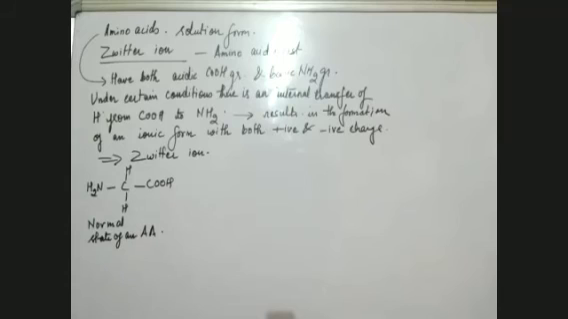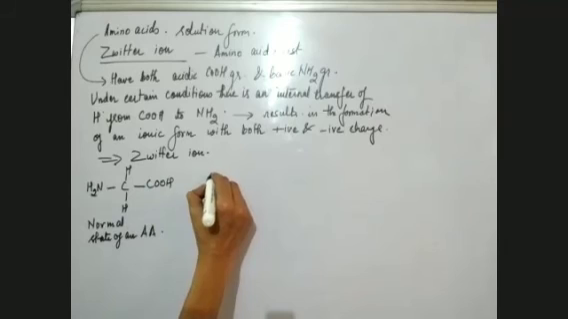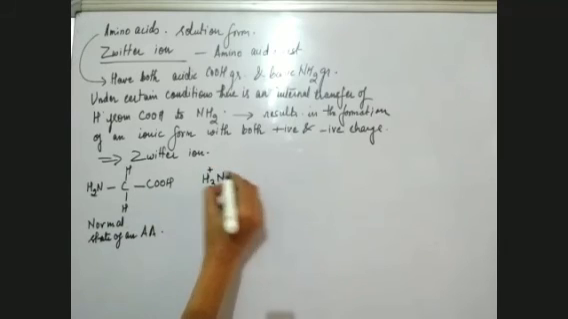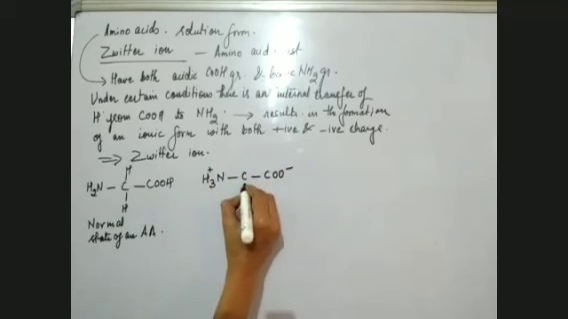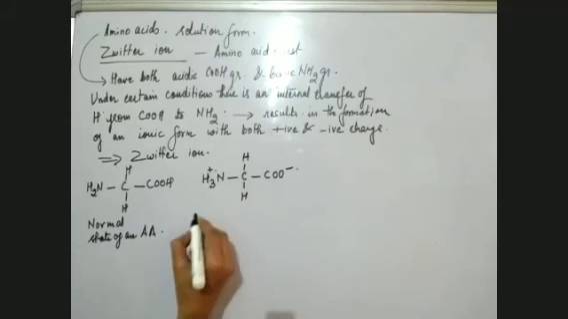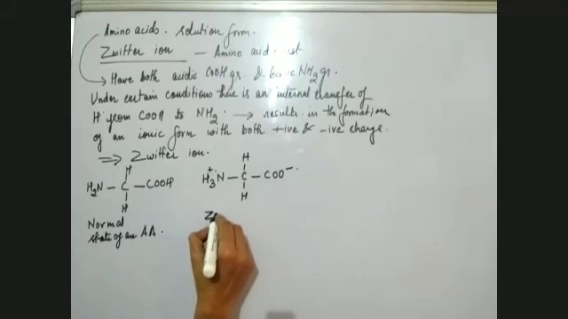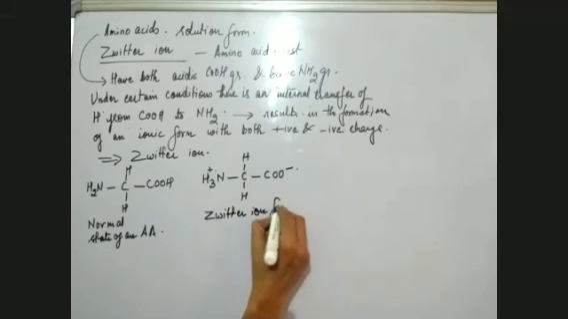Now, in the zwitterion, in the soluble form, how does it look? So it becomes H3N with a positive charge, COO with a negative charge, H and H. So this has a positive charge and a negative charge. This is the zwitterion form of an amino acid.